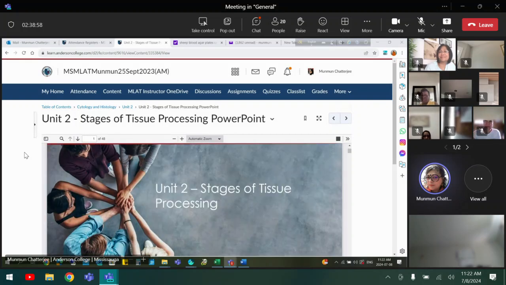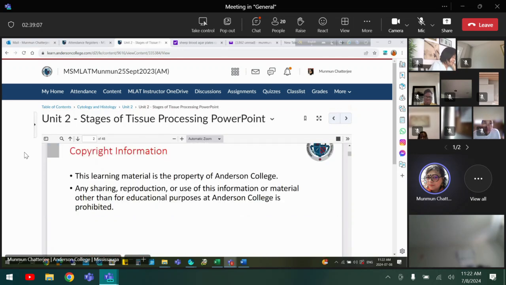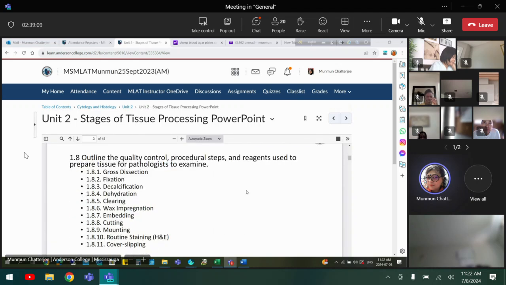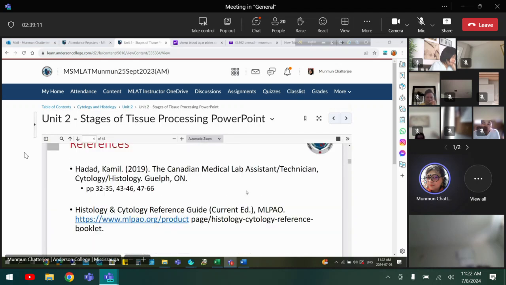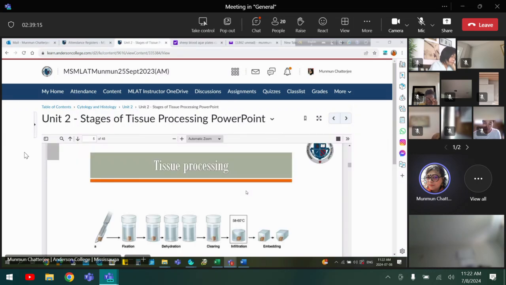Okay. So we are going to unit chapter 2, where we are going to learn about stages of tissue processing. So before looking at the microscope, we have to go through the different process to make the tissue ready for sectioning, staining, and ultimately seeing in the microscope.